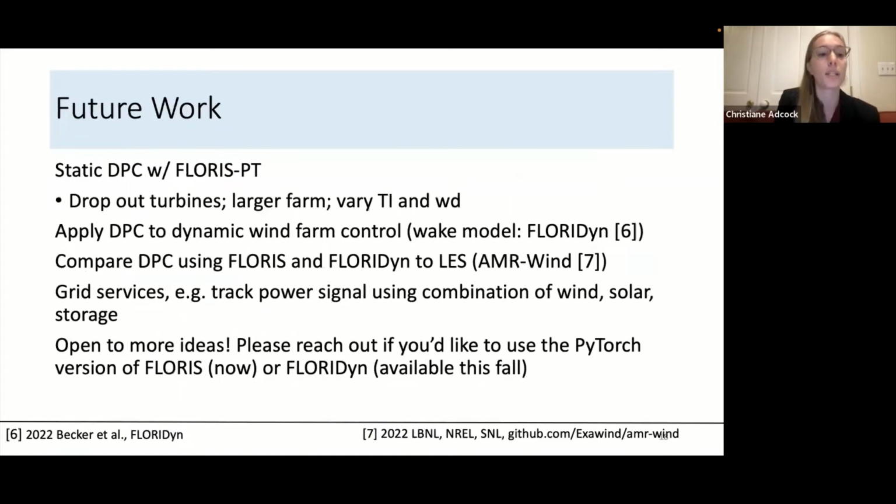In the future, I'm going to continue this work using static DPC with the PyTorch version of FLORIS. I'd like to consider dropping out turbines and see how well it actually works in that case. If there is a benefit over the lookup table approach, consider a larger farm than just this 2x2 turbine case, and also look at varying the turbulence intensity and wind direction, not just wind speed.